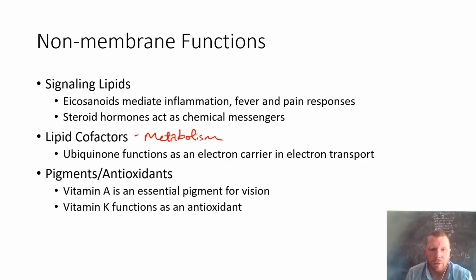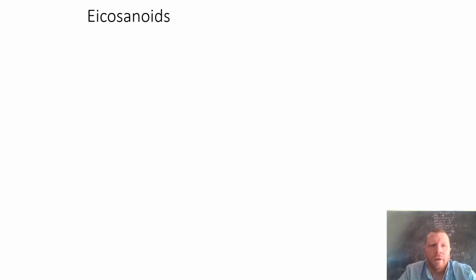As an example, vitamin A is an essential pigment molecule for vision. And one example of a lipid that you're probably very familiar with, but you haven't really thought about in terms of classification, would be something like beta carotene. Beta carotene and basically any other major plant pigment molecule is an example of a lipid that has a non-membrane function. Now, first, what I'd like to get into are these eicosanoids.